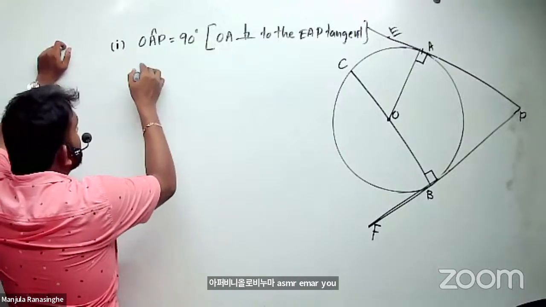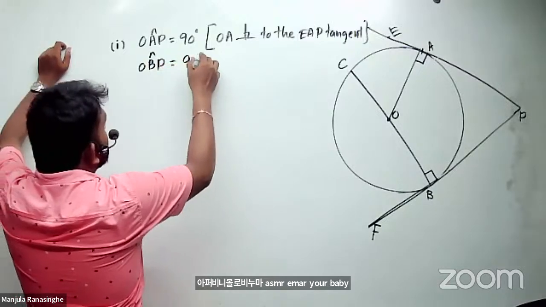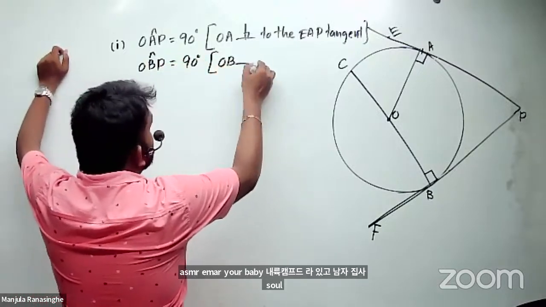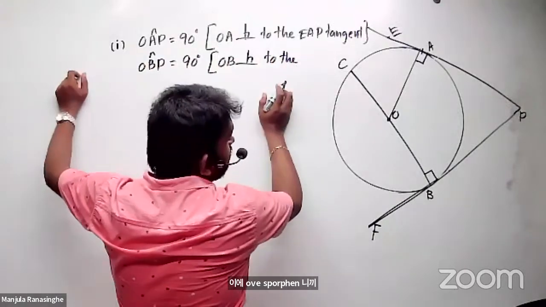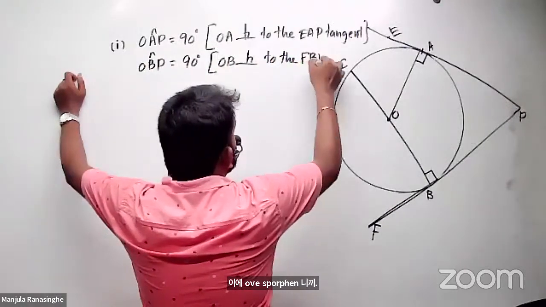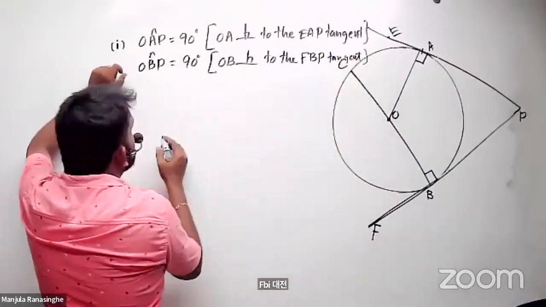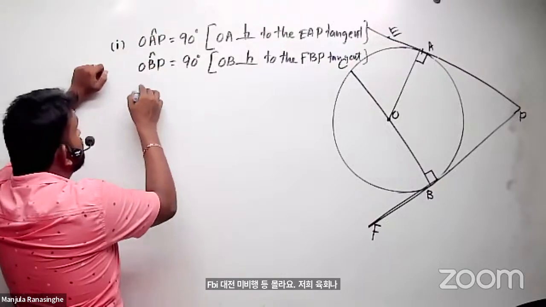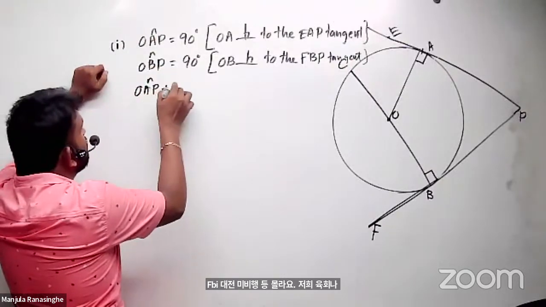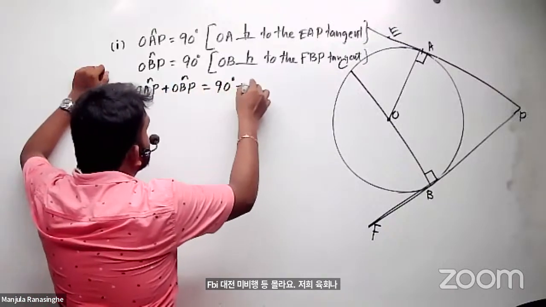Then you can further write angle OBP equals 90 degrees. Here OB is perpendicular to the FBP tangent. Right. So you can add the left hand side and right hand side separately. So OAP plus OBP equals 90 plus 90.